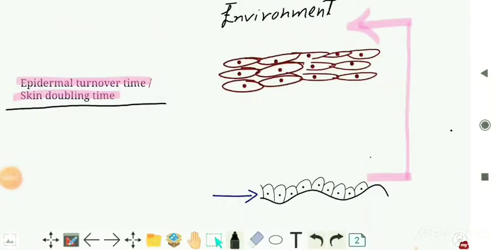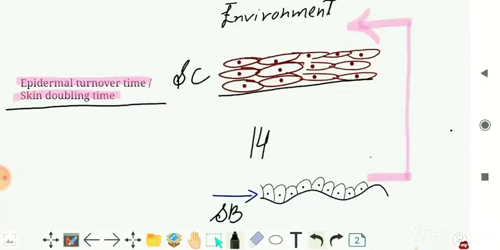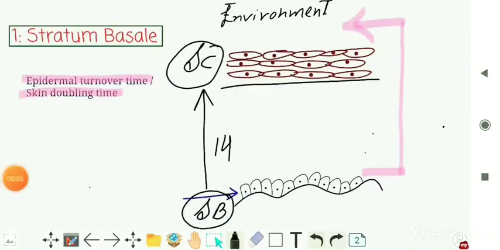As you can see here, this is the stratum basale and this is the stratum corneum, and this is the lowermost layer of stratum corneum. Keratinocytes take around 14 days to move from the stratum basale to the lowermost layer of stratum corneum, and further 14 days are taken by the keratinocytes to cross the stratum corneum. Now next 28 days are taken by the keratinocytes to be sloughed off into the environment.